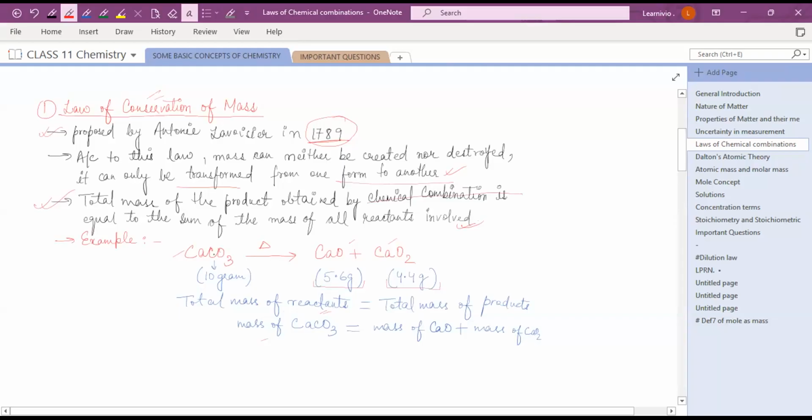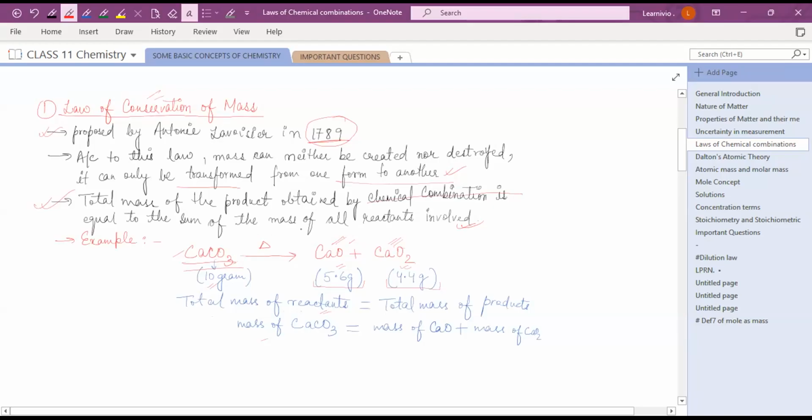Okay, for example, calcium carbonate, CaCO3. Calcium carbonate is formed by the reaction of calcium oxide and carbon dioxide. When they combine, it forms calcium carbonate. So for example, calcium carbonate is 10 grams. The calcium oxide is, for example, 5.6 gram and the carbon dioxide is 4.4 gram. So the total mass of reactant will be equal to the total mass of product, right? So here there is only one reactant, calcium carbonate.